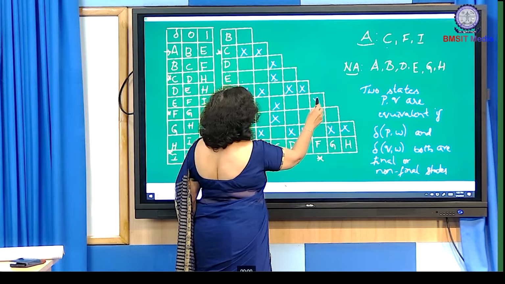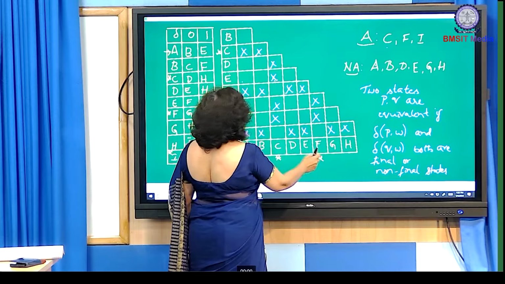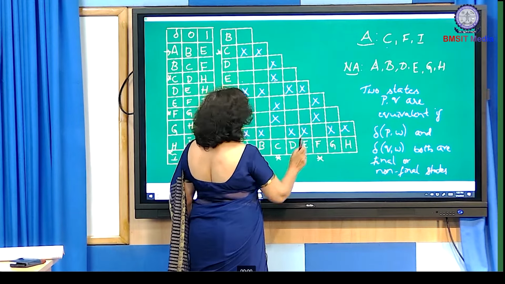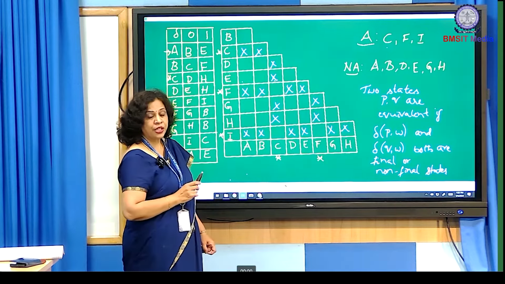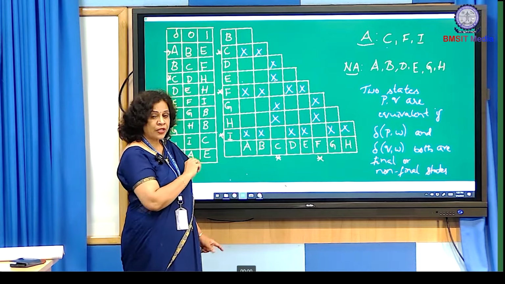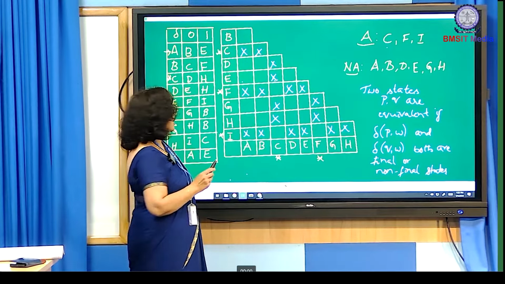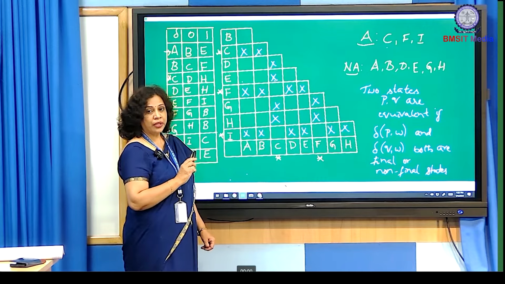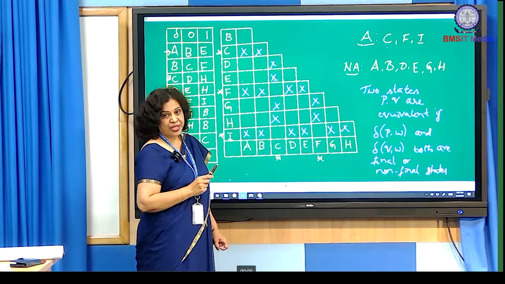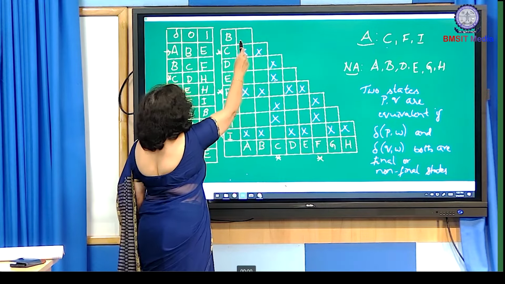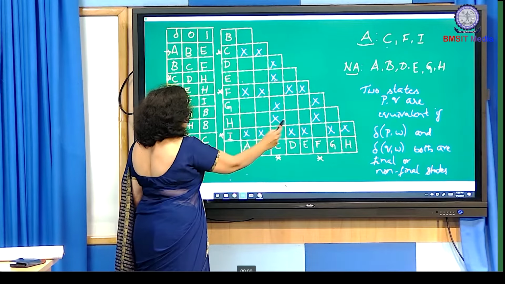And come to F, vertical entries. So FG, yes, FH, yes, because this is final, this is non-final, FI, no. So we have done the initial vertical entries. First we do the initial horizontal entries, then we do the initial vertical entries. After doing the entries, we will have to see which are the blank cells. These blank cells, that is AB, AD, AE, AG, AH and so on.